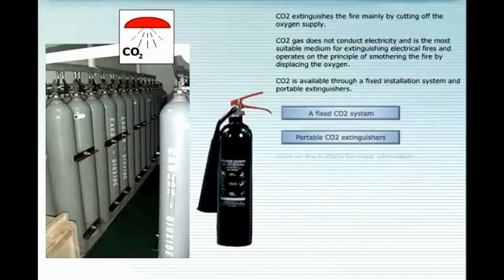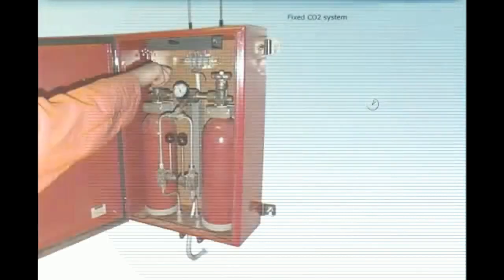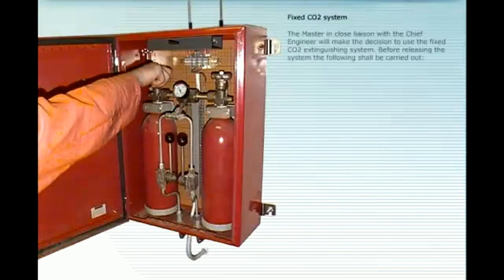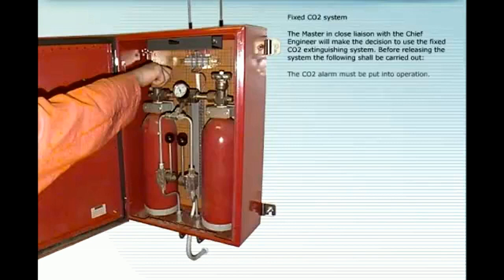The master, in close liaison with the chief engineer, will make the decision to use the fixed CO2 extinguishing system. Before releasing the system, the following shall be carried out. The CO2 alarm must be put into operation. All ventilation should be closed. All engine room fans and ventilation must be stopped and fire flaps closed.